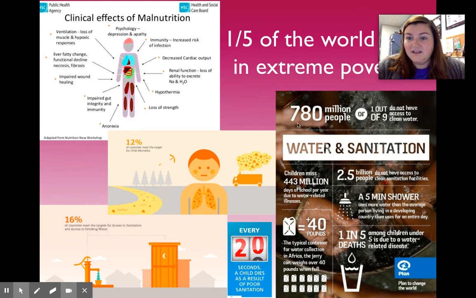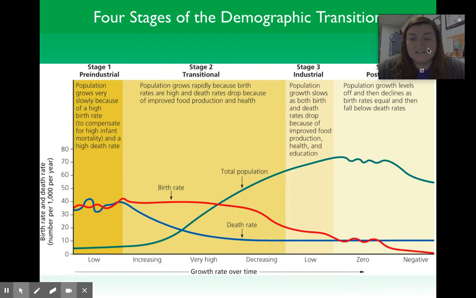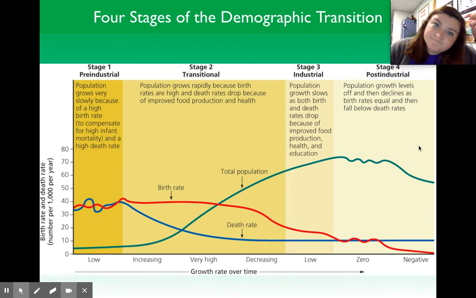So in total, and I don't know how old these graphics are, but 1 out of 9 people don't have access to clean water in the world. 12% of countries meet the target for child mortality. 16% of countries meet the targets for access to sanitation and access to drinking water. Every 20 seconds, a child dies as a result of poor sanitation. Malnutrition effects up here. Things to think about that all affect mortality and population.